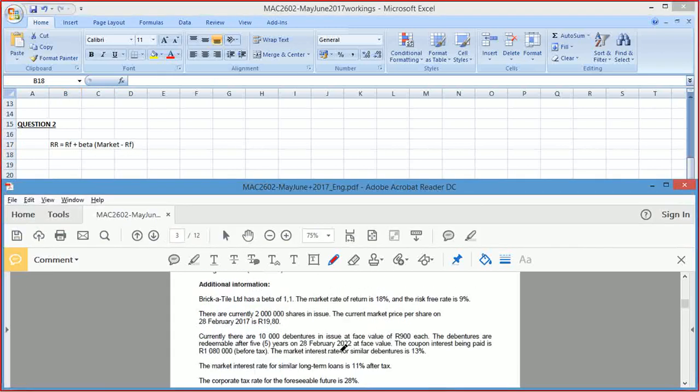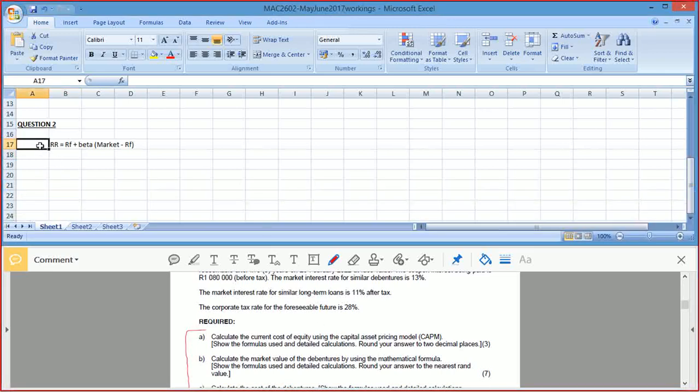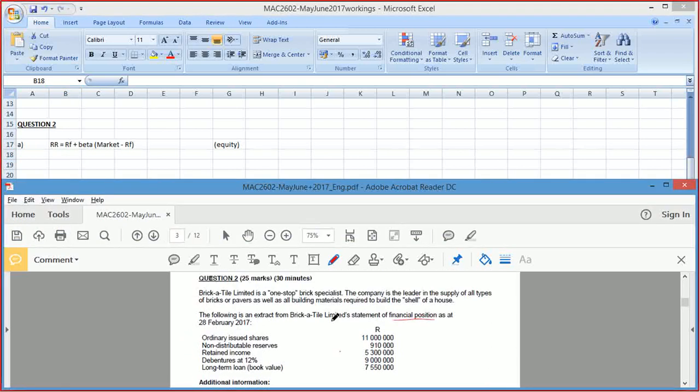Okay, they said we needed to calculate what? A was to calculate the cost of equity using the capital asset pricing model. So here we're looking at the cost of equity. So we're not going to worry about debt here. Focusing on equity. I want to know what equity costs are. So let's go back to the question. The beginning just tells you what business they are. Okay, that's bricks and pavers.